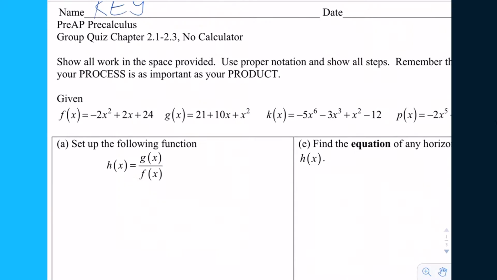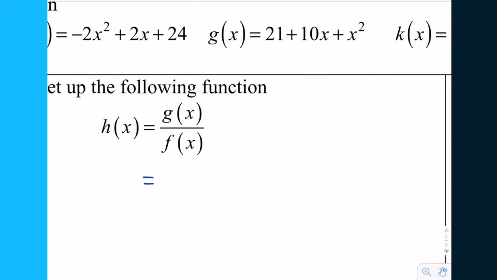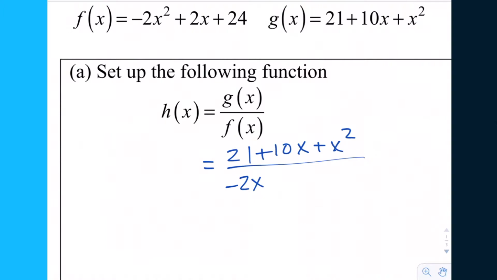All right, so g of x is 21 plus 10x plus x squared all over f of x, which is negative 2x squared plus 2x plus 24. So it's that easy. Now notice on the notational things.